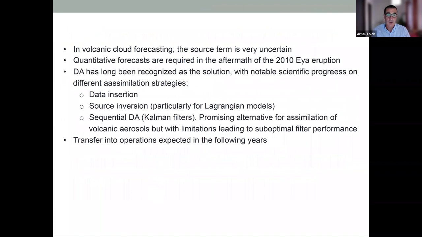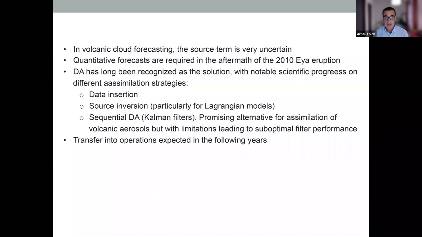So just to conclude and recap a little bit, remember that in volcanic cloud forecasting, the key point is the source term, and this is very uncertain, okay? In the aftermath of the 2010 eruption, there was a change of paradigm. Before that, we had a qualitative forecast. And after that, there was the need for a more quantitative forecast. And so we had to face the issue of how to better constrain and quantify the source term.